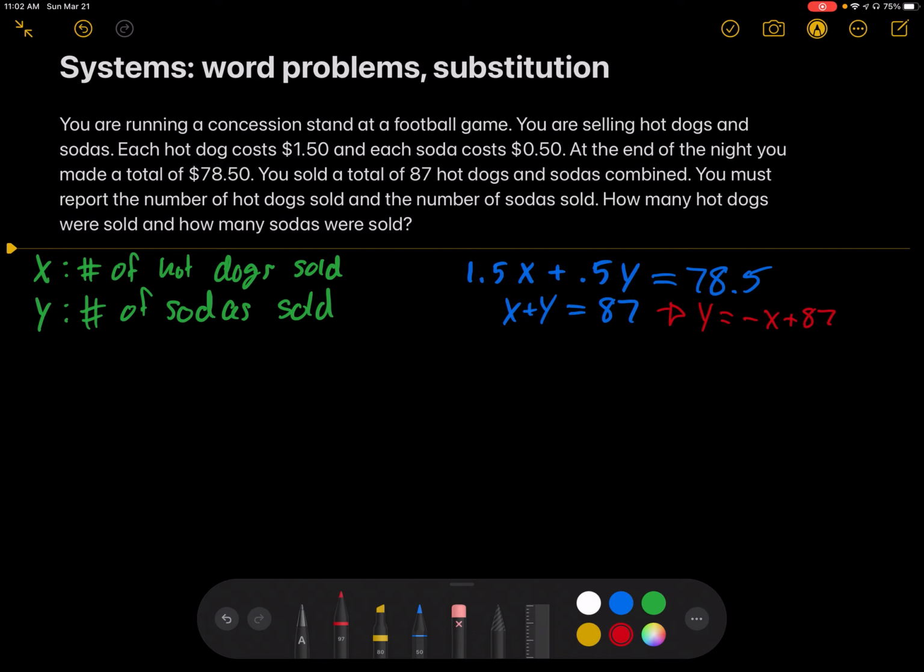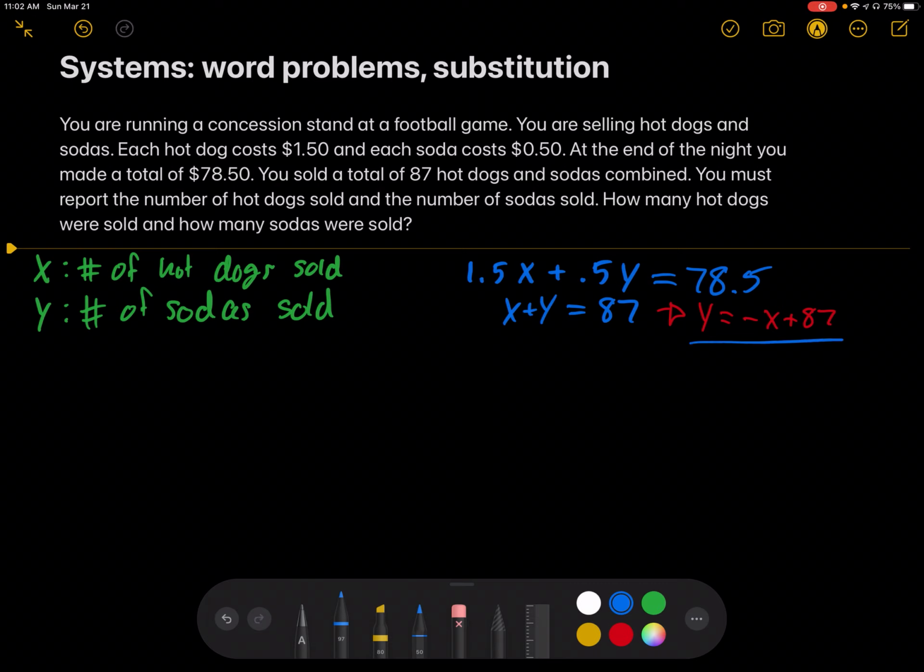So that's the first step of substitution. You're getting one of the variables alone. And I could have done this for x too. I just randomly chose y. It would have worked either way, but you want to get it alone. The reason you want to get it alone is because now we know that y is equal to negative x plus 87.